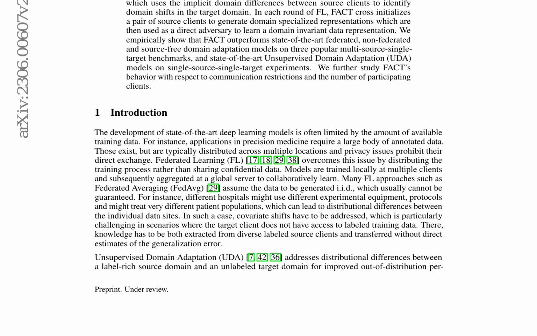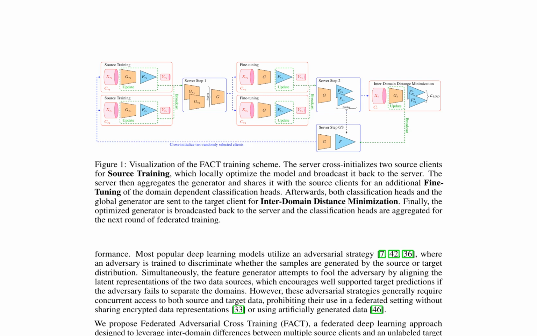The FACT training scheme involves cross-initializing two source clients, which locally optimize the model and broadcast it back to the server. The server then aggregates the generator and shares it with the source clients for fine-tuning of the domain-dependent classification heads. The classification heads and the global generator are then sent to the target client for interdomain distance minimization. Finally, the optimized generator is broadcasted back to the server, and the classification heads are aggregated for the next round of federated training.